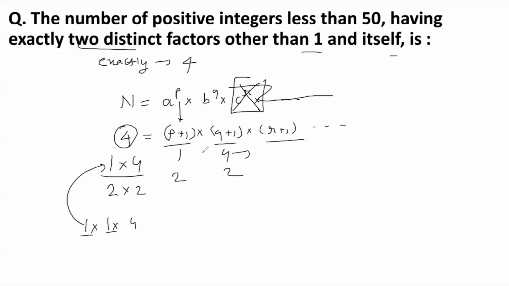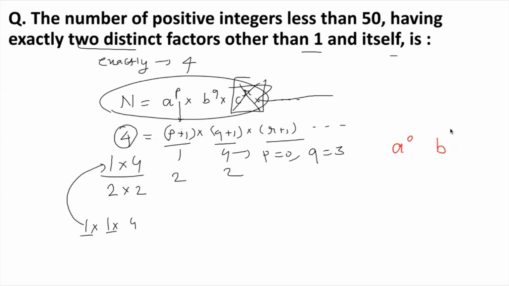Okay. So from the first case, p plus 1 is 1, giving you p is 0. q plus 1 is 4, giving you q is equal to 3. So the number should be of the form a raised to 0 and b raised to 3. This is the first way out, right?